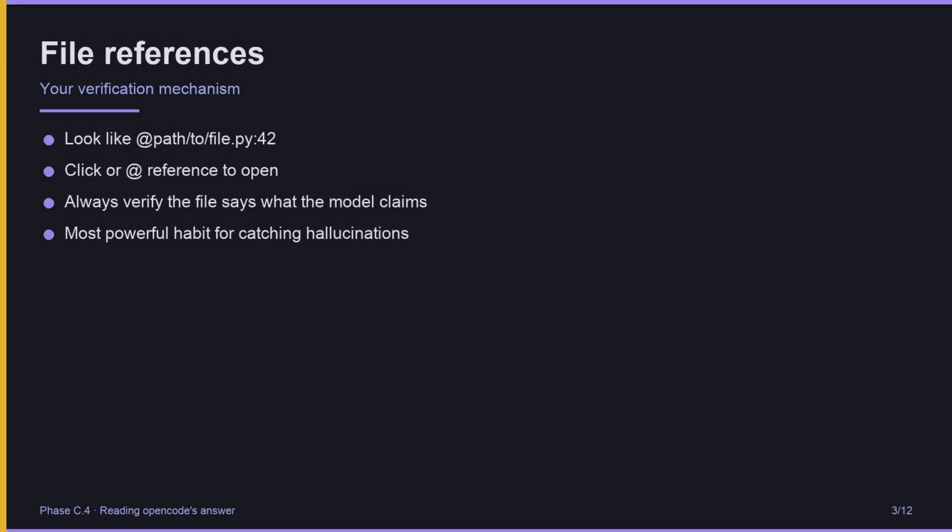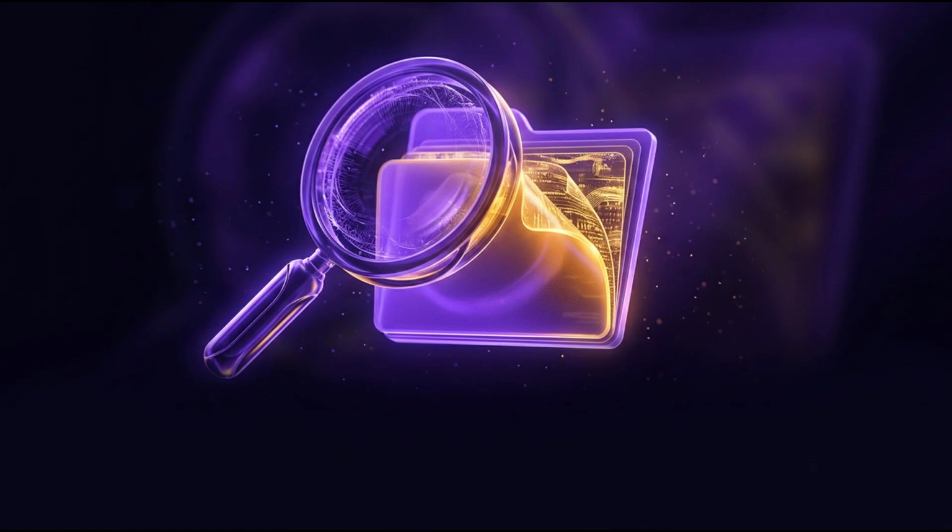File references are your verification mechanism. They look like @path/to/file.py:42, a file path and line number. Click or @ reference them to open the file at that line. Always verify the file says what the model claims. This is the single most powerful habit for catching hallucinations. File references are how you turn guesses into readings. Always check file references. That's how you verify.